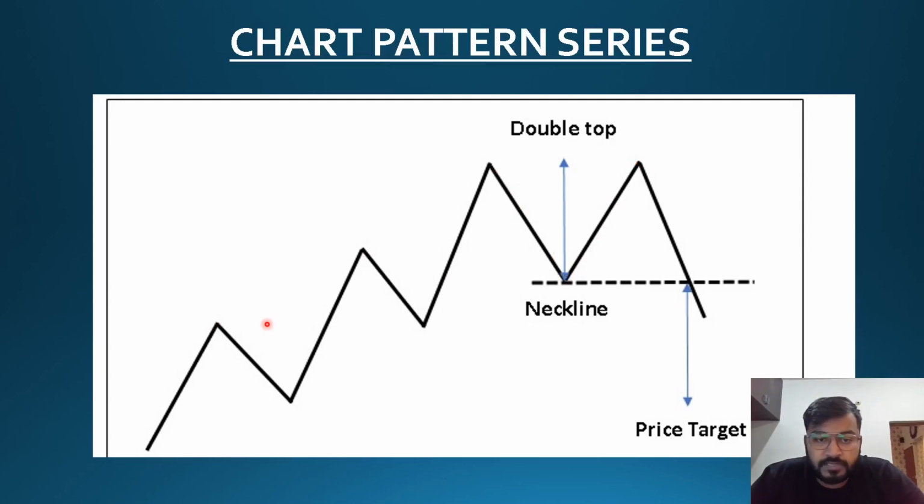You can see previously it was breaking all the highs, but the last top which it made was at the same level as the previous top. This is called peak one, peak two, and this is called the neckline. As soon as the neckline is broken, we will enter our trade on the downtrend side. Let me show you a real example, then you will understand it much better.